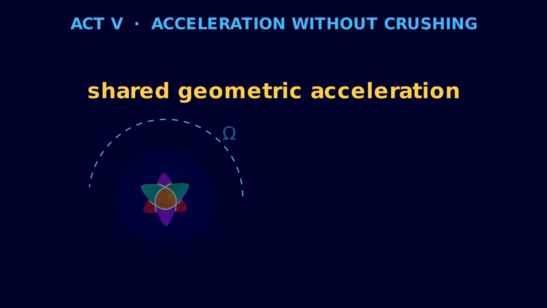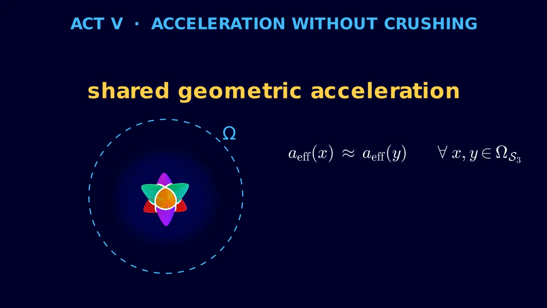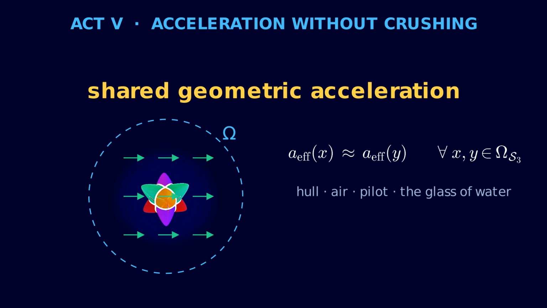Let omega be the region the seed encloses. The speculative goal is to make the effective acceleration nearly uniform across that entire region. The same for the hull, the air, the pilot, and the glass of water on the table. If everything inside follows the same locally modified geometry, then enormous coordinate acceleration might occur with almost no internal forces. Inside, the cabin stays calm. The water in the glass barely trembles. Outside, the stars begin to streak.